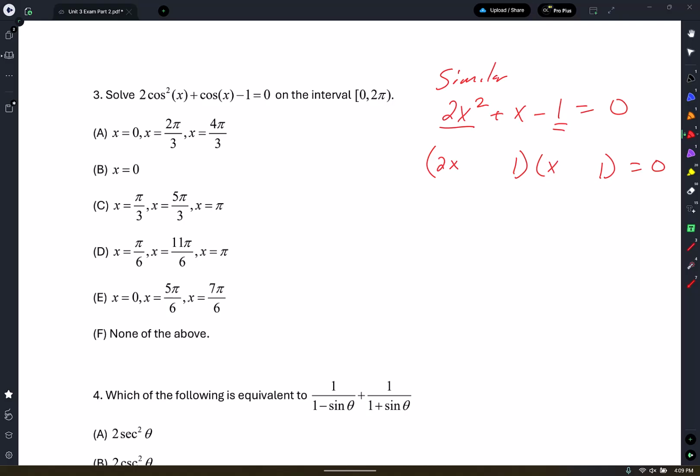Well, the bigger number has to be positive. So 2x times 1, this has to be the plus 1, and this has to be the minus 1. Why? Look, 2x times x, that's that 2x squared. 2x times positive 1, that's that positive 2x. 1 times x, that's that minus x. Negative 1 times positive 1, that's that minus 1. When I combine like terms, 2x squared plus x minus 1. See how we got the same thing?